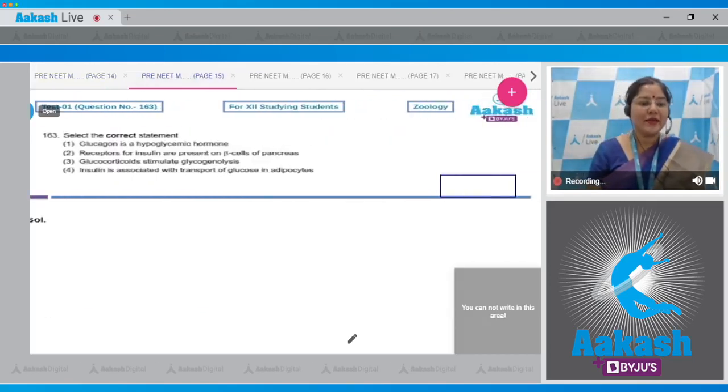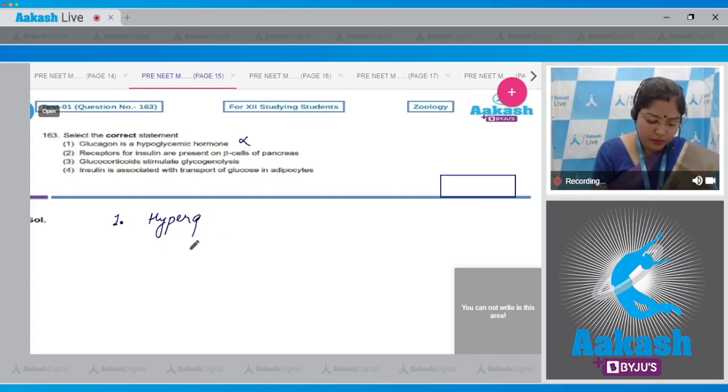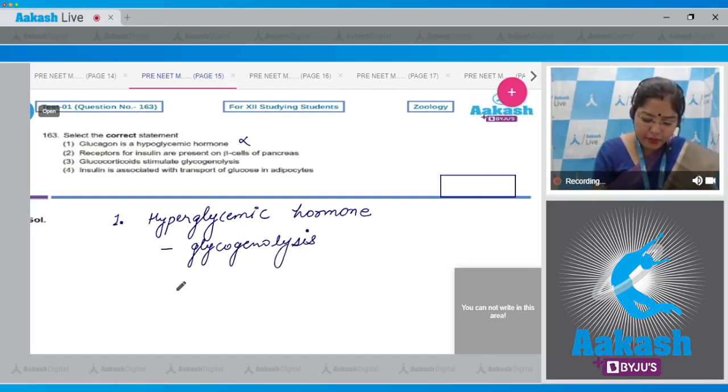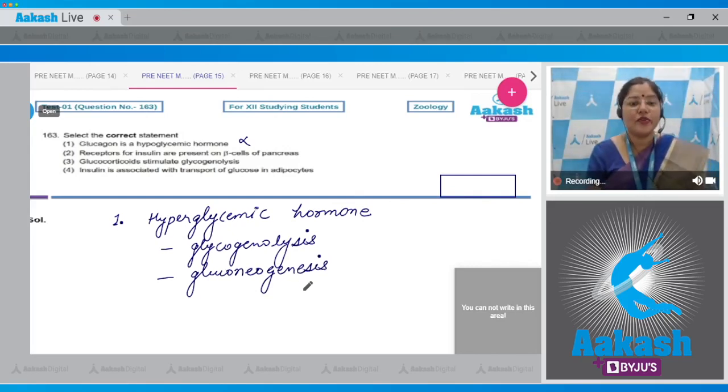Question number 163, select the correct statement. Option 1, glucagon is a hypoglycemic hormone. This is incorrect because glucagon is a hyperglycemic hormone. Glucagon increases blood glucose level by promoting breakdown of glycogen, which is known as glycogenolysis, and by promoting gluconeogenesis, that is synthesis of glucose from non-carbohydrate sources.